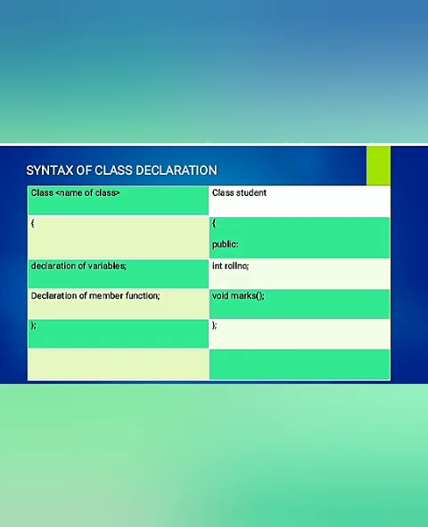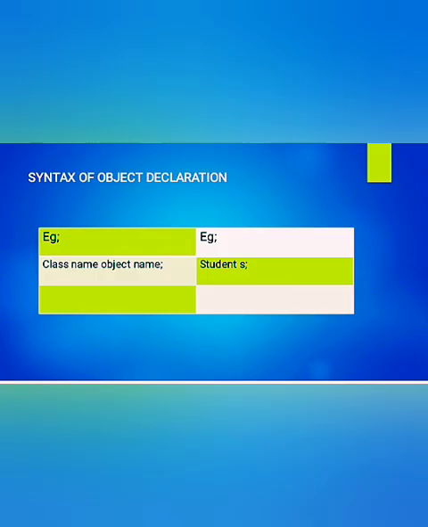Now let's see the syntax of a class declaration, how you're going to declare a class. First you have to use the class keyword, then the name of the class. Then within that you have to define data variables, or we can say data members, as well as member functions. Let's see the syntax of object declaration. For this you have to use the class name as well as the object name.